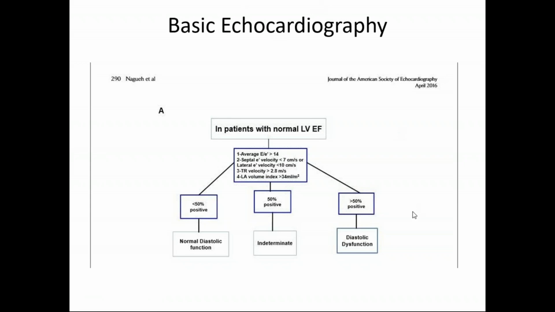And remember, if your patient has significant mitral pathology, you can't use your E prime. So if they have mitral valve repair, mitral valve replacement, significant mitral stenosis, mitral regurgitation, left bundle branch block, pacemakers, or atrial fibrillation, you can't use your E prime.